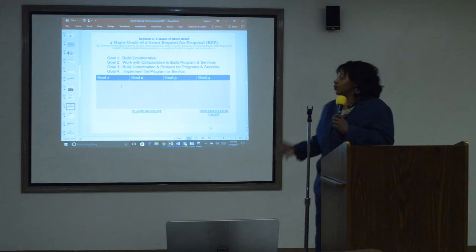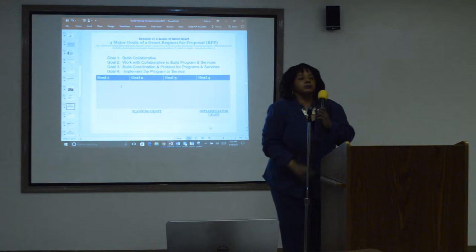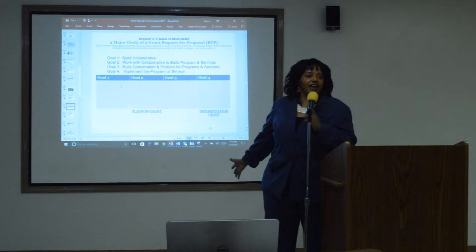But once you get that collaborative built, it will be easy for you because you're going to use that collaborative to come together monthly to build your program. Why do you want them to be a part of it? Because they're going to help you carry it out. Now, you might have, eventually, 15 partners in your collaborative.